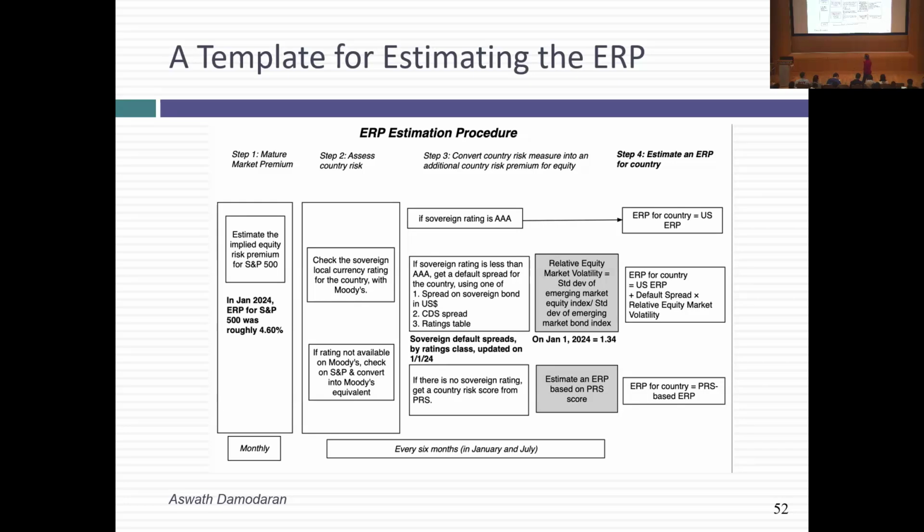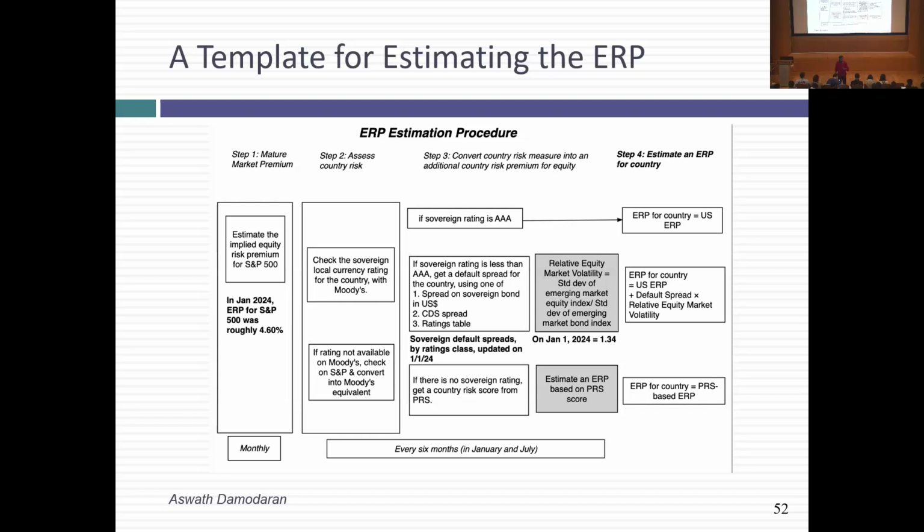If you're not AAA rated, I look up your default spread. I actually look it up at the sovereign CDS, so you can pick whichever default spread you want. And then what do I have to do? Multiply the default spread by the ratio of two standard deviations, the standard deviation in equities and the standard deviation in a government bond. But to get a standard deviation in a government bond, remember what I said, you have to have a government bond. And I was finding myself running into a brick wall trying to get that many countries. So I started cheating about 20 years ago, if you can call it that.